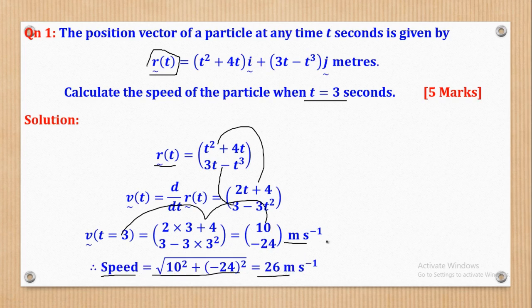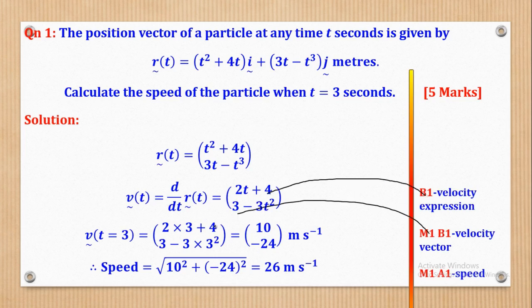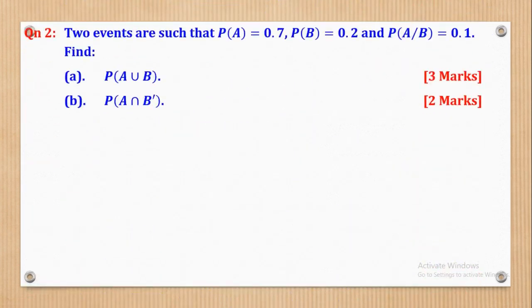So remember that we have to show these units. In mechanics, an answer is invalid if it doesn't have a unit. So B1 is for the velocity expression, M1 for the substitution, A1 for the vector, M1 for the substitution, A1 for the speed. So that was question 1.